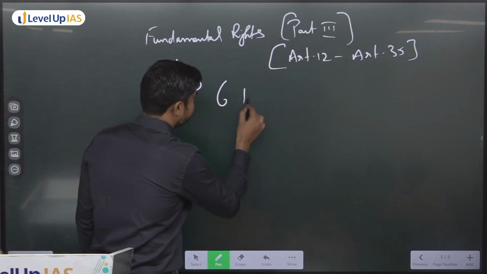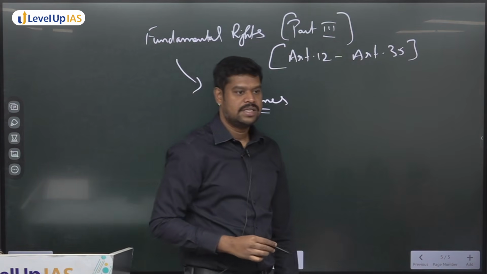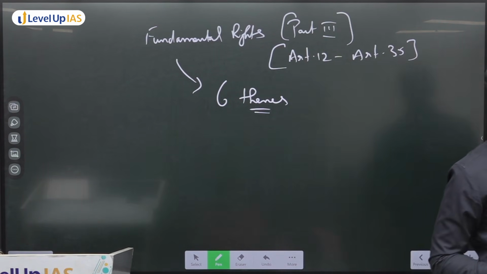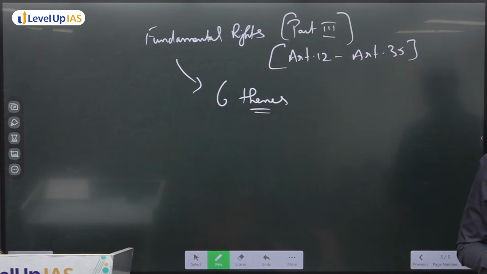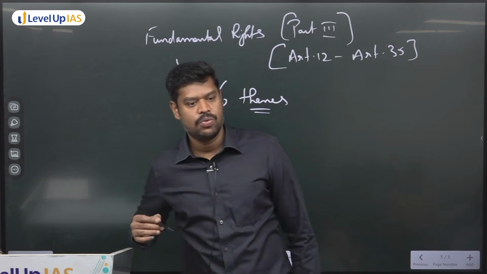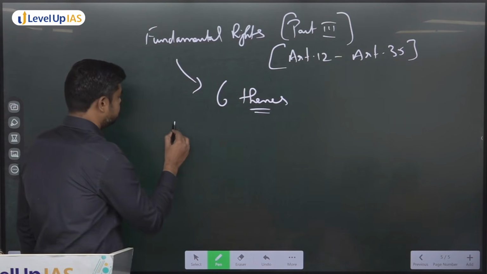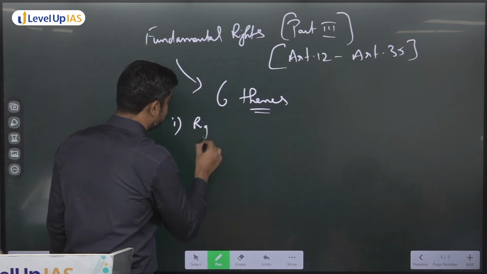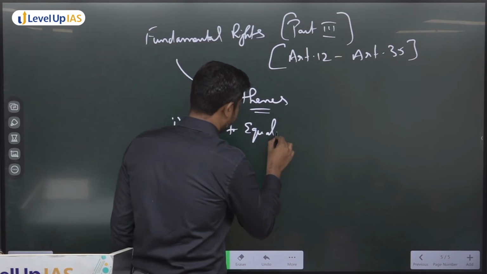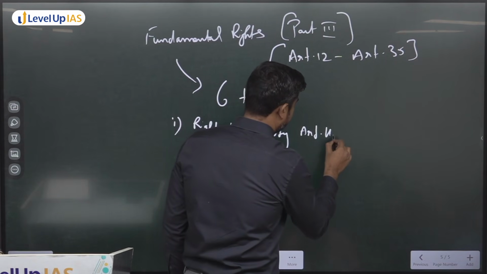Today there are 6 themes of fundamental rights. Is it given in the handout? 6 themes of fundamental rights. If not, you can just make a note of it. So what are the different themes of fundamental rights? One is right to equality. If it is not there, you can just make a note of it. Right to equality, article 14 to article 18.